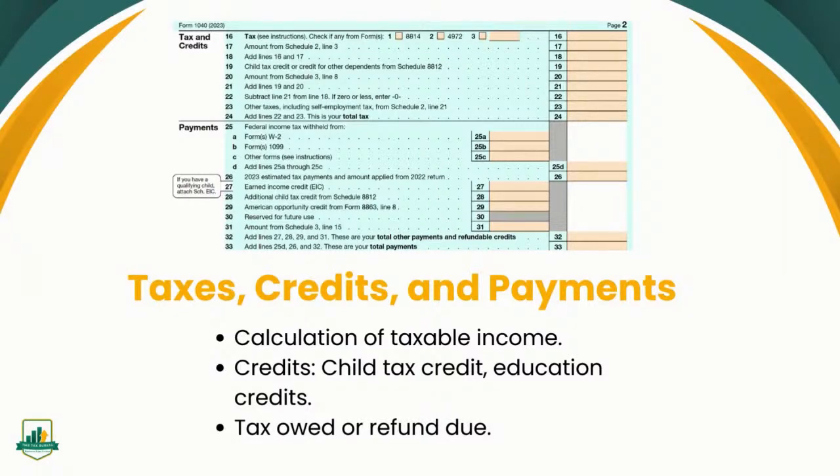Line 22, tax after credits. You're going to subtract your total credits from line 21 from your total tax from line 18. And if it's 0 or less, then you're just going to write 0. You owe nothing, right? Your tax liability is 0. Line 23, other taxes. Here include any other taxes you owe, like self-employment tax from Schedule 2, line 21. Line 24, total tax. Add up all of the amounts from line 22 and any other taxes from line 23. And this figure is what you're responsible for paying to Uncle Sam, right?